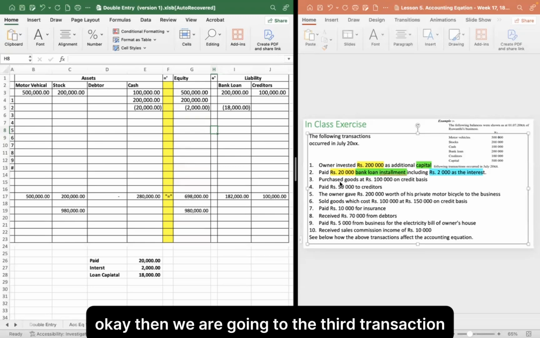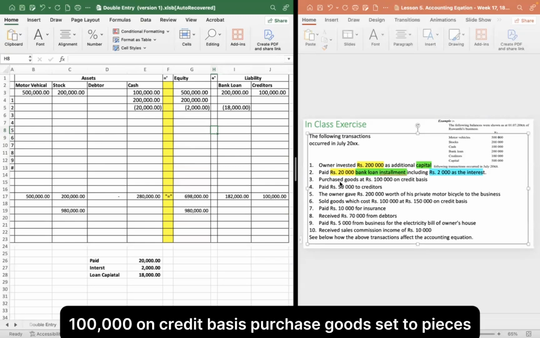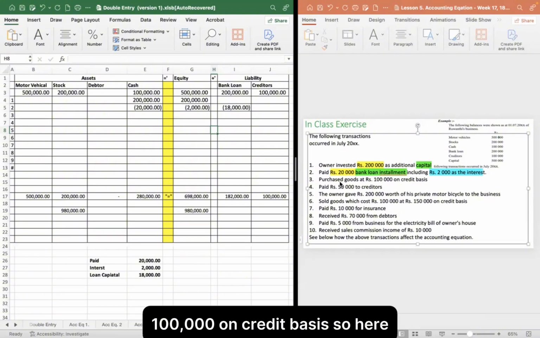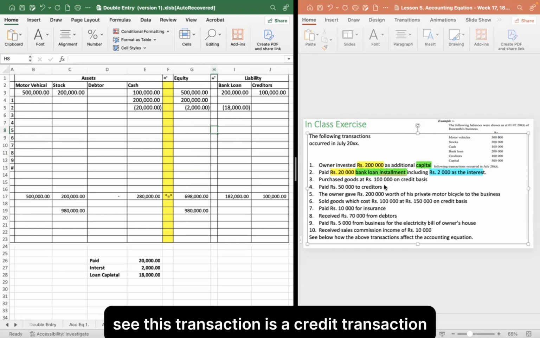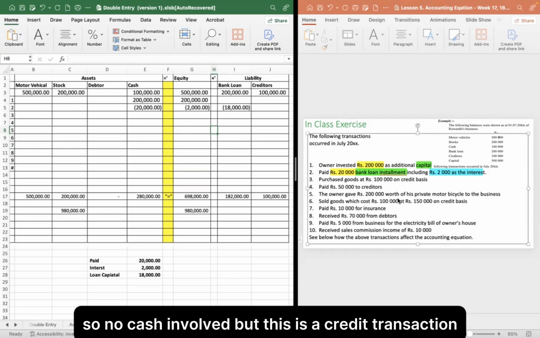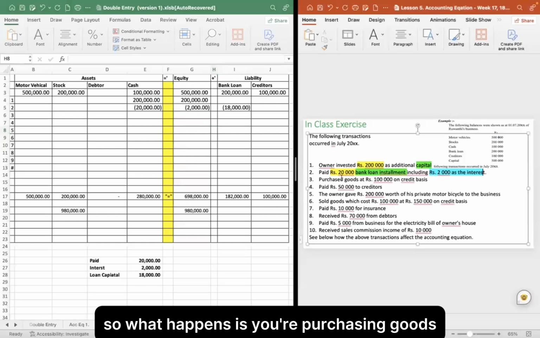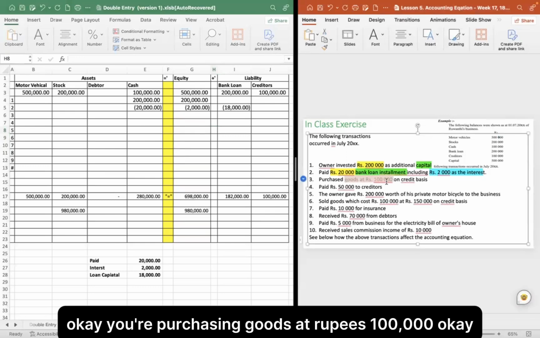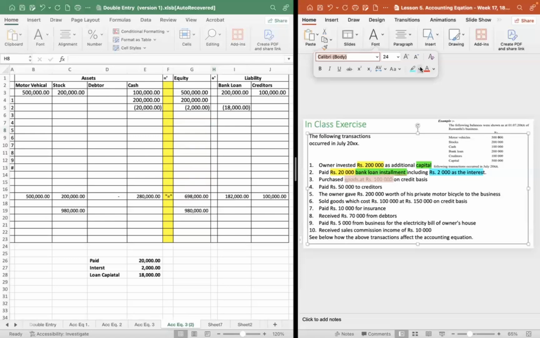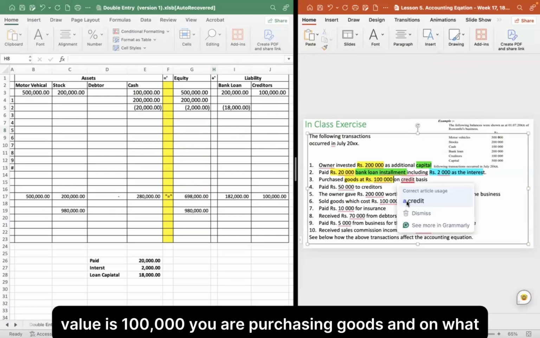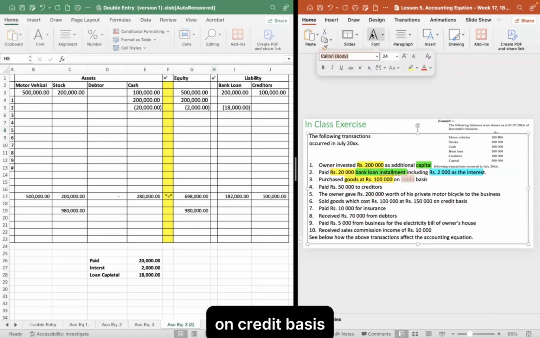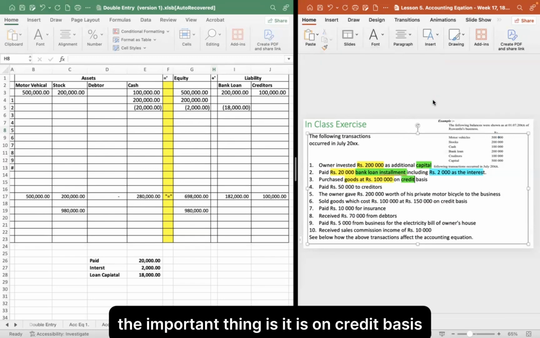Then we are going to the third transaction. Purchase goods at rupees 100,000 on credit basis. So here, see, this transaction is a credit transaction. It is not a cash transaction, so no cash involvement. So what happens is you are purchasing goods at rupees 100,000. So you need a value. Value is 100,000. And on what? On credit basis. The important thing is it is on credit basis.